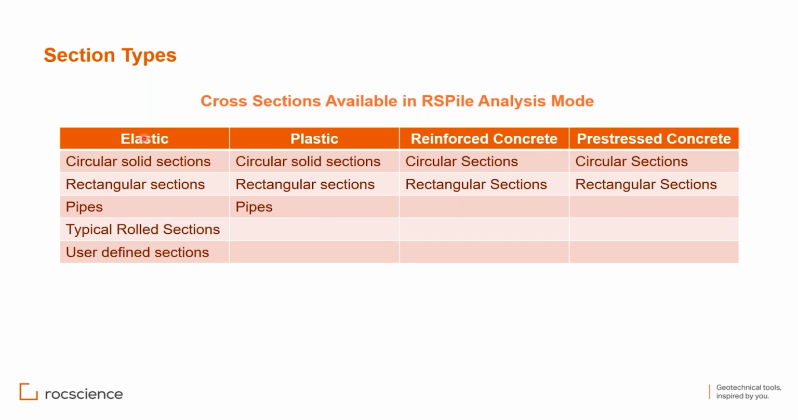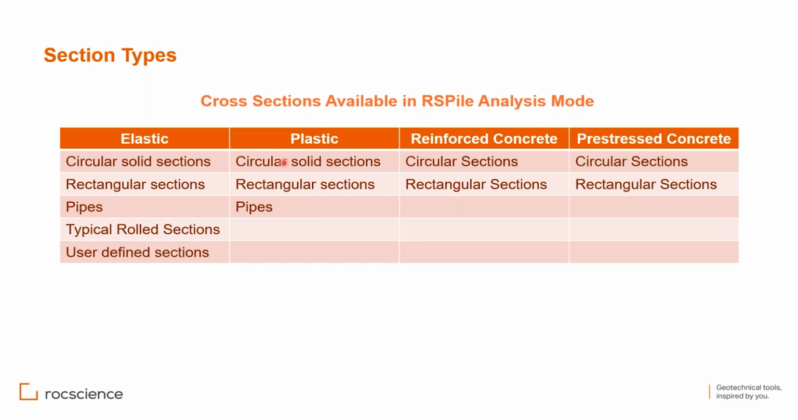The cross sections that are used for these 4 section types: in the elastic sections, we may analyze circular solid sections, rectangular sections, pipes, and typical rolled steel sections like American standards, European standards, or Canadian standards. Typical rolled sections have built-in properties in RSPile. You can use them directly. And there are user-defined sections where you define the modulus of elasticity and the equivalent diameter of these sections, and the program will solve it for you.